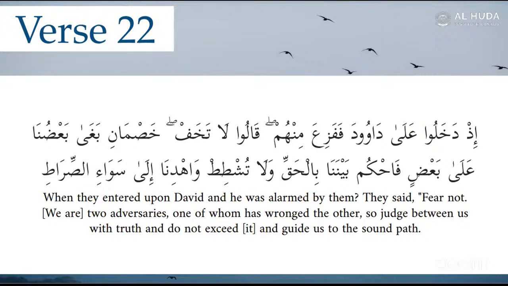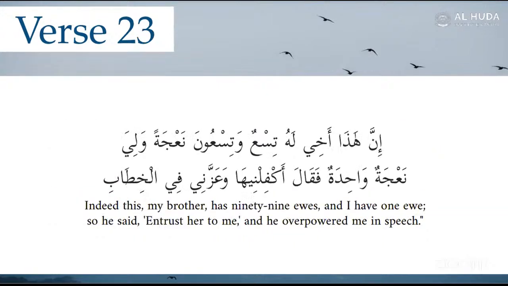Okay. So these two disputants, wallahu a'lam who they were. They came, they intruded upon the privacy of Dawood alayhi salam. He was startled, but he didn't rebuke them. They told him, judge between us with truth and don't exceed, and guide us to the sound path. Inna hadha akhi lahu tis'un wa tis'una na'jah. Indeed, this, my brother, has 99 female sheep. Waliya na'jatun wahidah, and I have one female sheep. So one of them, the plaintiff, he said, my brother has 99 female sheep.